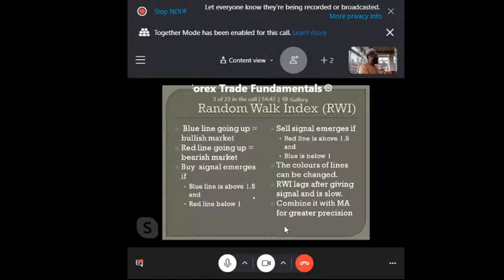Remember, you can change the color from blue and red to any color of your choice. But where you do not change, the default will be red and blue. RWI lags after giving a signal and is slow. So because it's slow, it's not a standalone tool. You are required to combine it with a moving average for greater precision.